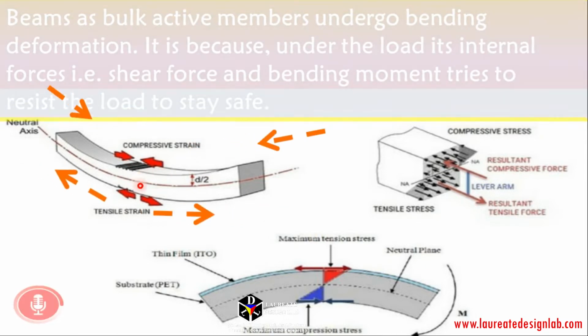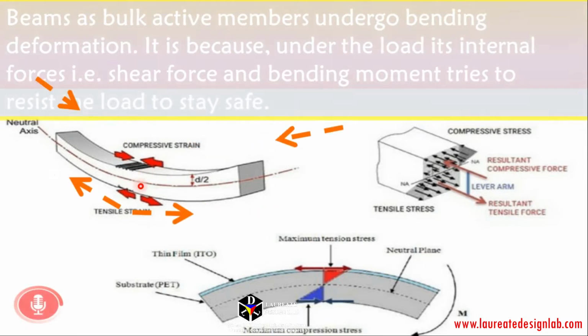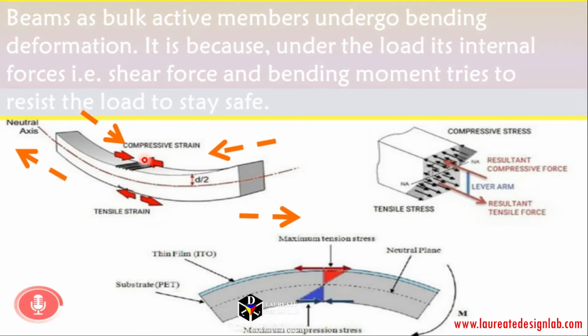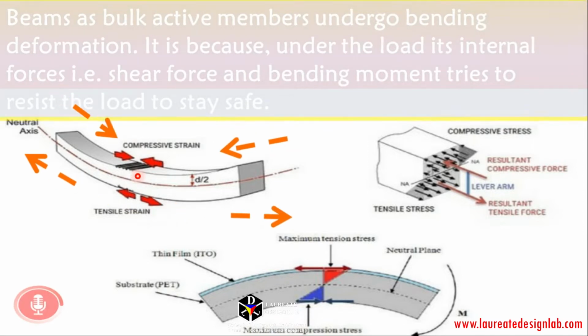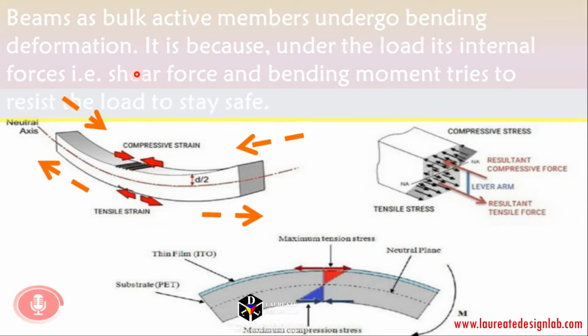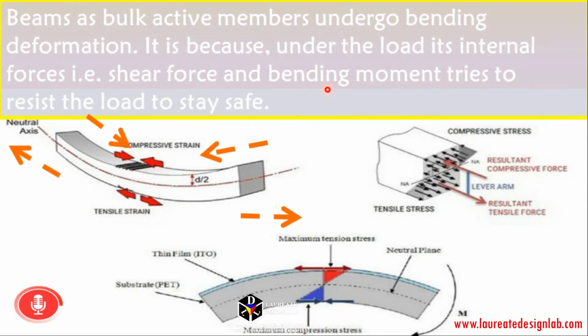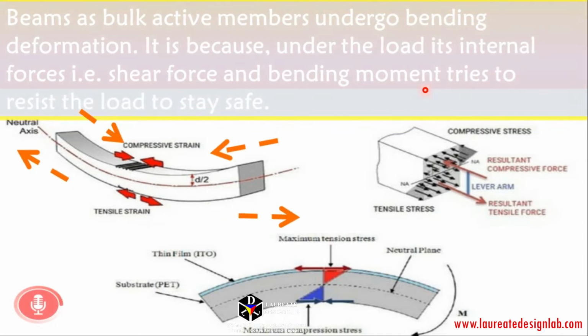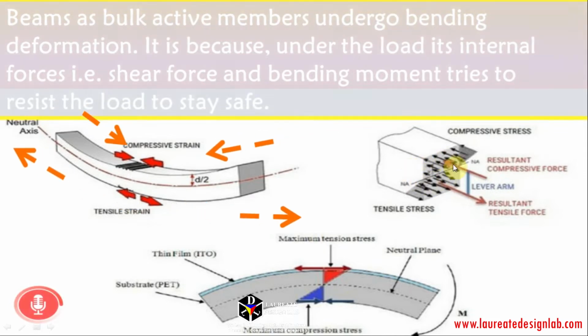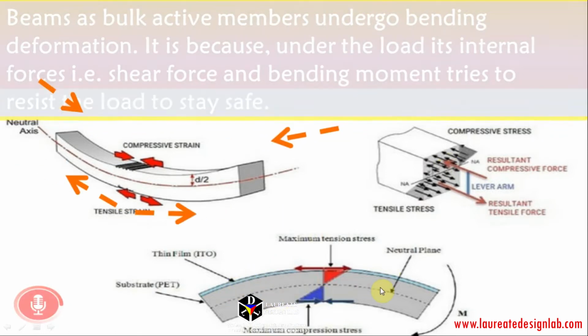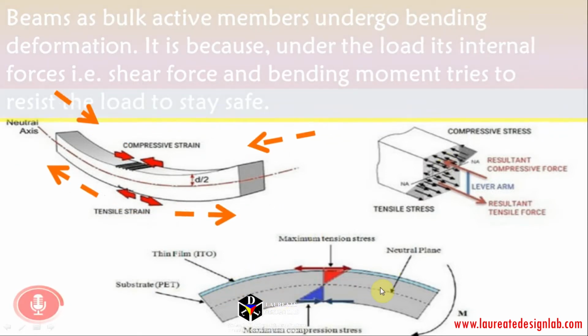It can't be seen, but once the load is applied over a beam, the internal forces start working. And those internal forces are shear force and bending moment. So all these compression and tension forces are shown here in the cross section. This is another sketch to indicate the working of the internal forces.